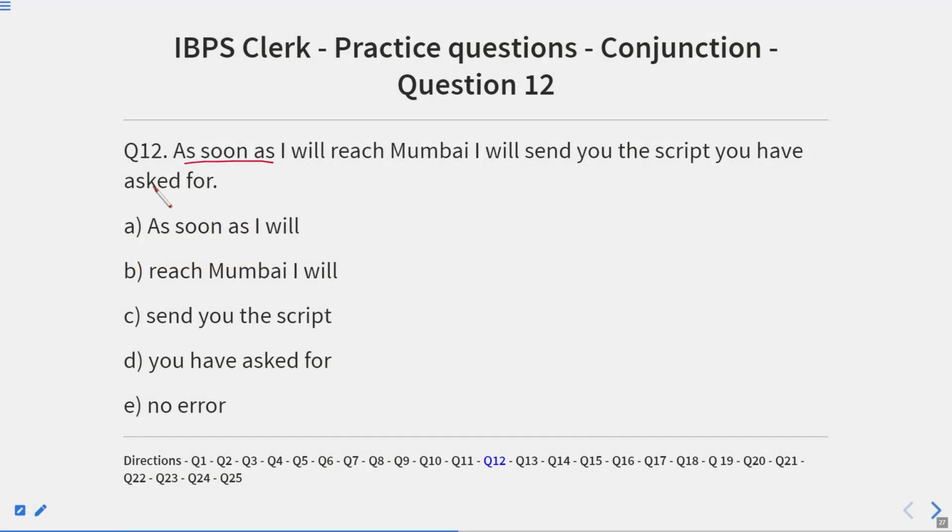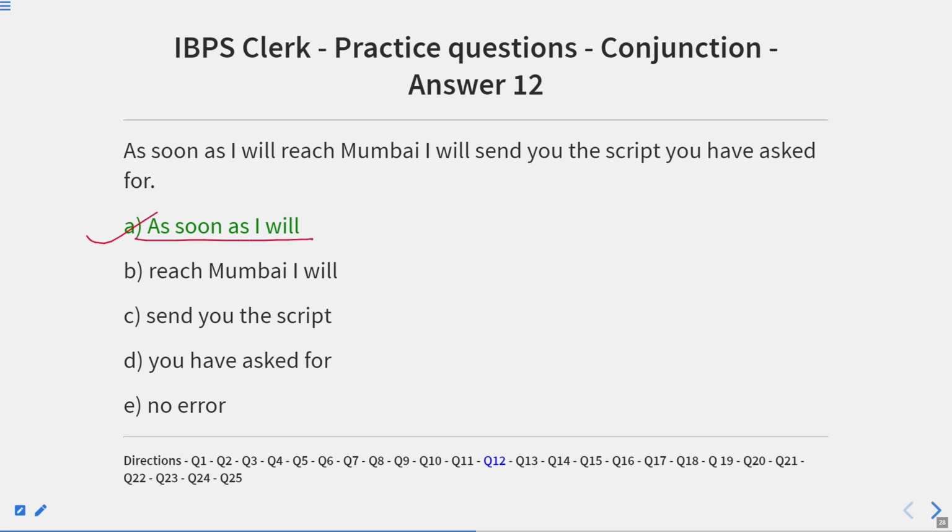Now this "as soon as" is actually a subordinating conjunction. So this "will" is a modal which should not be used just after the subordinate conjunction, which is "as soon as". So if we see the answer, it is part A, where this "will" should be removed. So the correct sentence will be, as soon as I reach Mumbai, I will send you the script you have asked for. Now, because of "I", it is "reach". If it had been "she", the word would have been "reaches" over here.